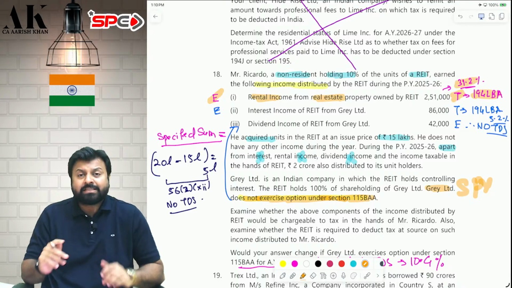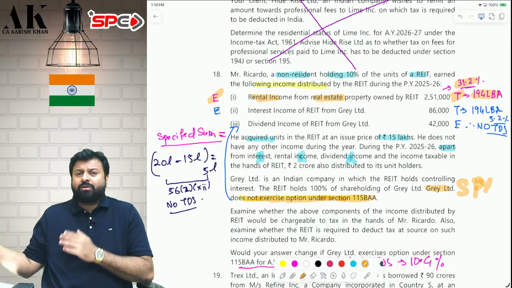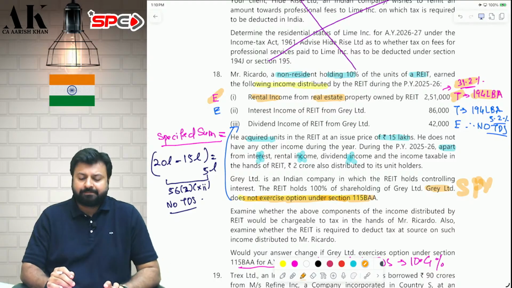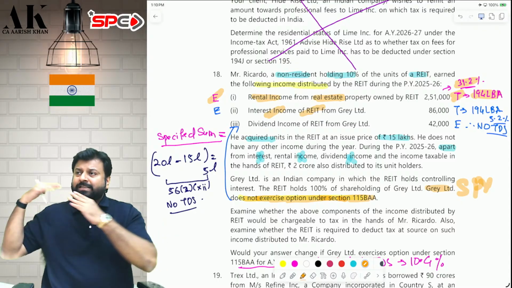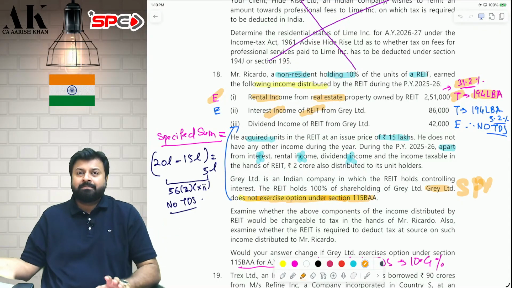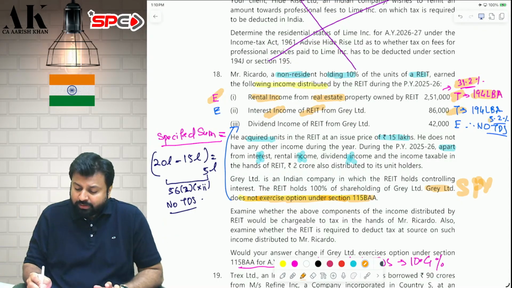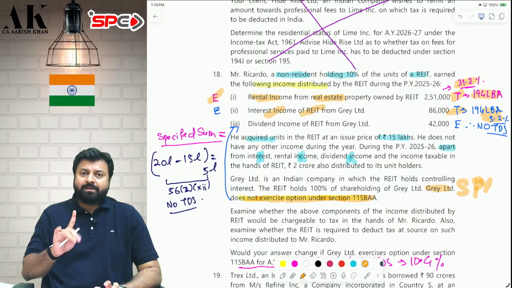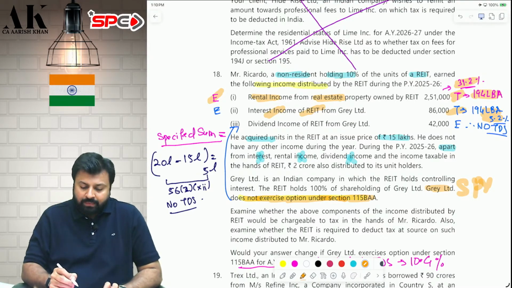Rates in force is the highest rate applicable to Mr. Ricardo, that is 30% tax plus 4% cess. Interest income from SPV, again exempt in the hands of the business trust, taxable in the hands of the investor. Because the investor is non-resident, you should deduct TDS at 5.2%, that is 5% tax plus 4% cess.